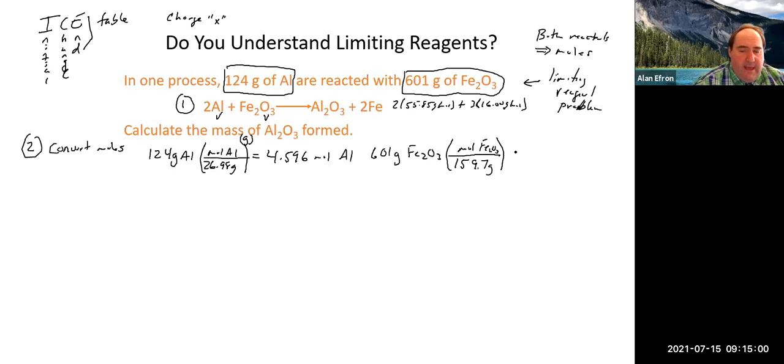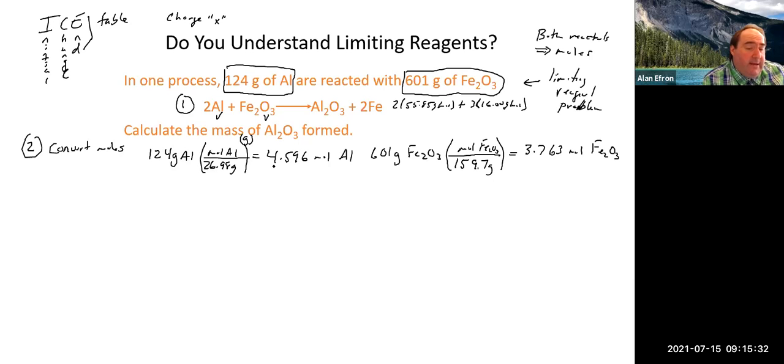All right. And if we do that conversion there, and again, just to make sure I typed it in right, I think I did. It looks like we will end up with 3.763 moles of our other reactant, iron 3 oxide. So again, this is definitely how we recognize this as a limiting reagent problem.